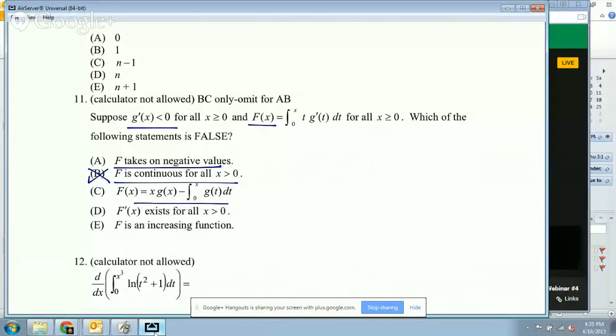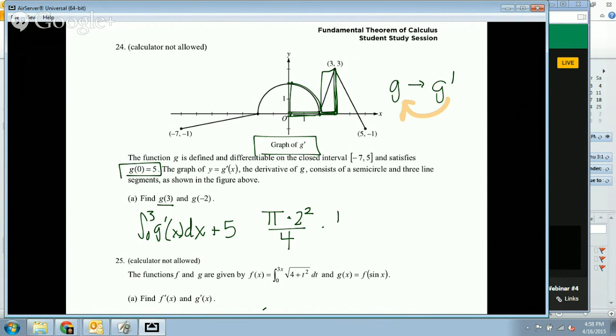This piece right here is going to actually come from one of your fundamental theorems. But one thing that I do know for sure, so if I want to know if f is an increasing function, f prime of x is going to be equal to x times g prime of x. I know that g prime of x is always negative. And then I have plus 5.